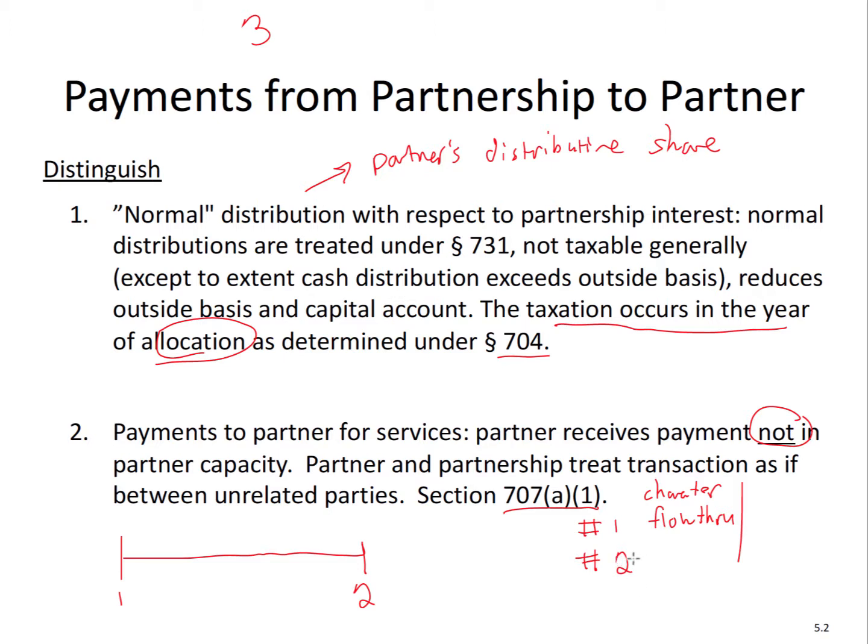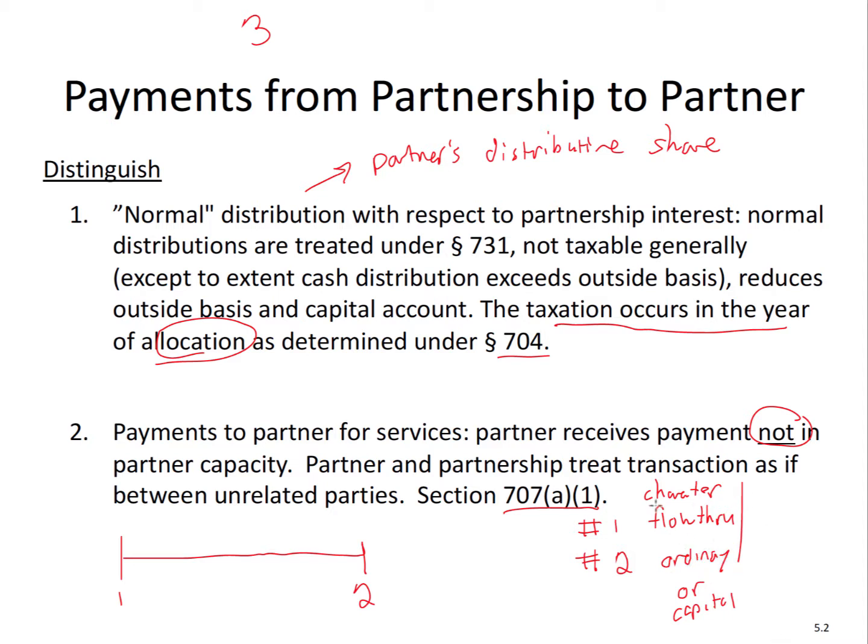Now, number 2, which is not in the partner's capacity, is either going to be ordinary character when the partner receives it, or capital in nature, depending on what you have there.